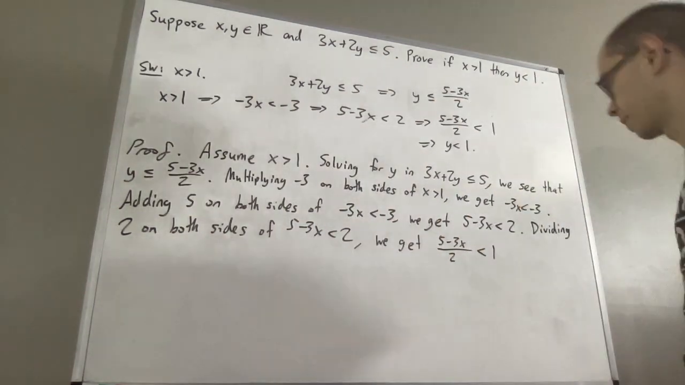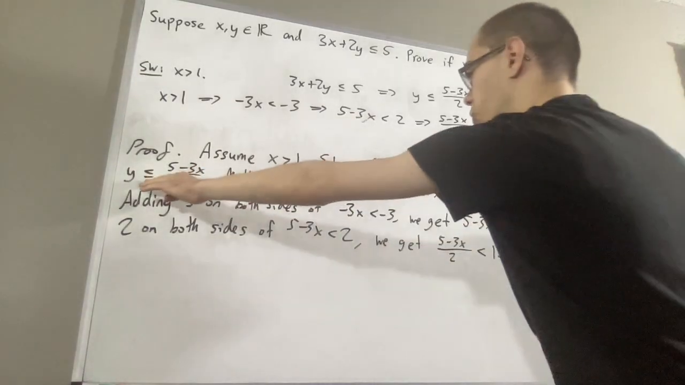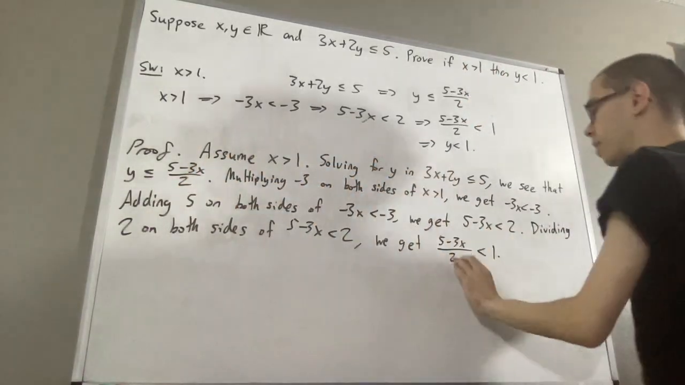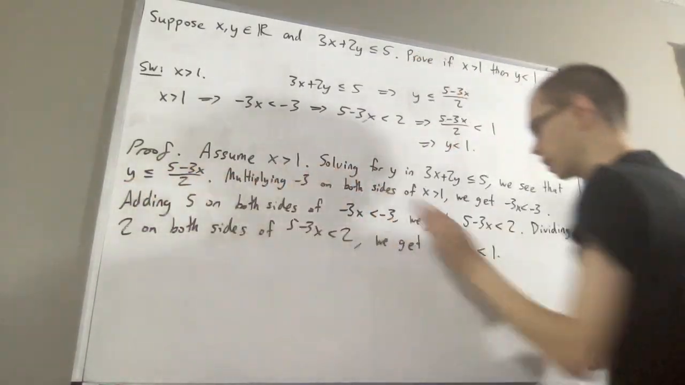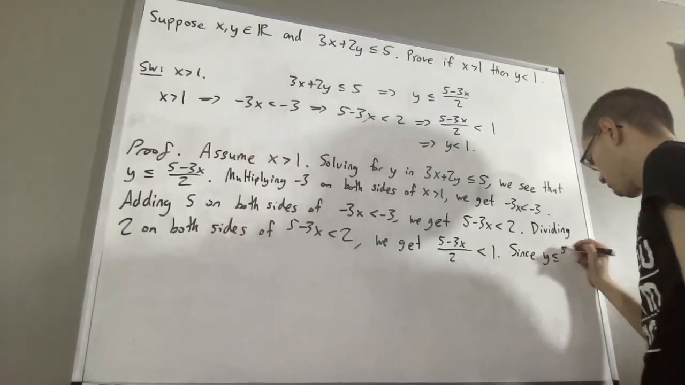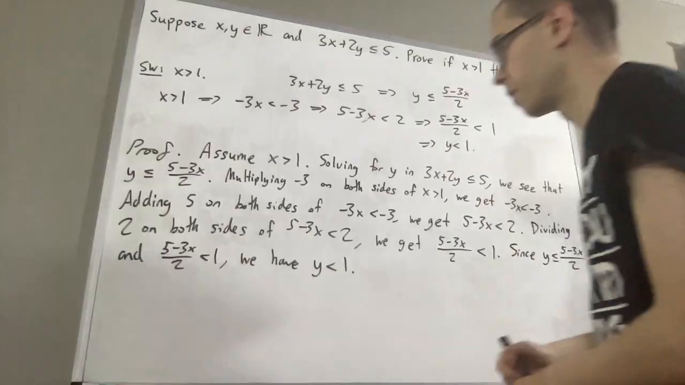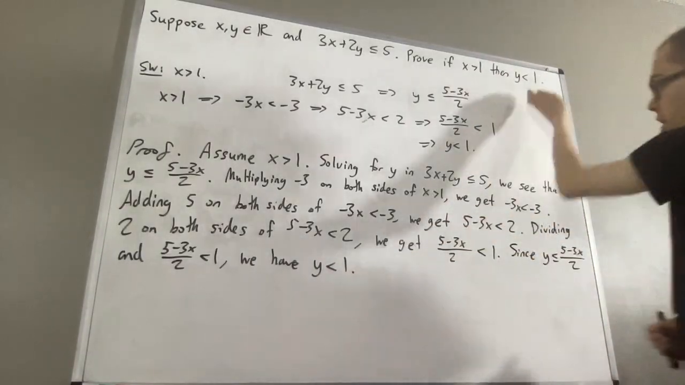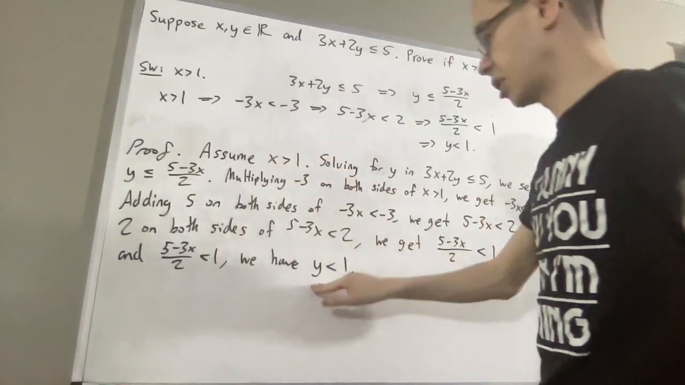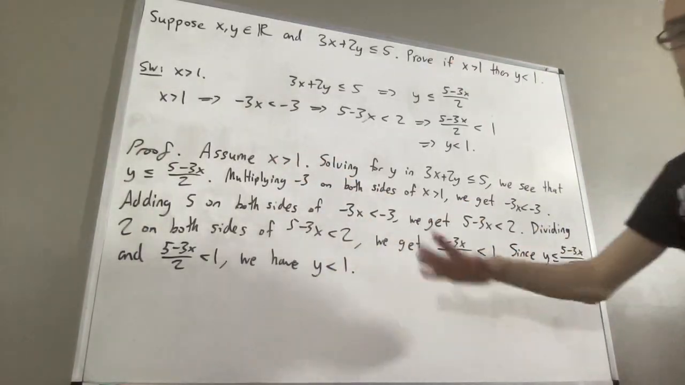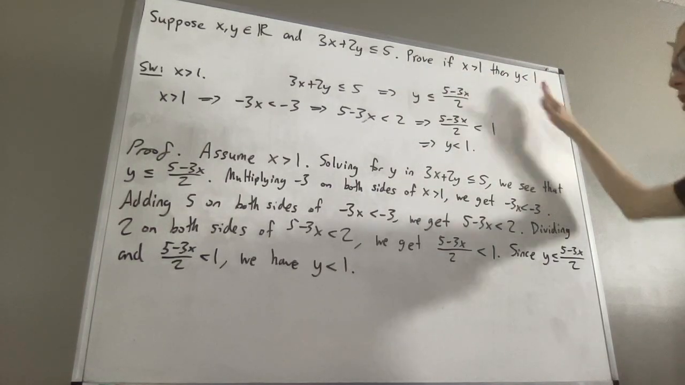So then, we observe, since y is less than or equal to 5 minus 3x over 2, and 5 minus 3x over 2 is less than 1, these two inequalities imply y is less than 1. And that's it. We logically deduced y is less than 1. So what we've proven here is, under the assumption x is greater than 1, we can logically deduce y is less than 1. So in other words, we have proven the conditional statement, if x is greater than 1, then y is less than 1.